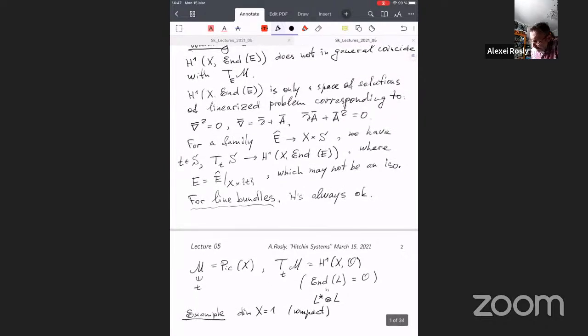Because the initial problem is linear. This term is absent for line bundles, right?